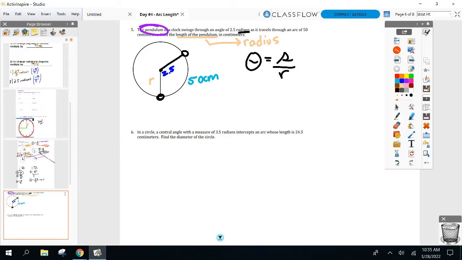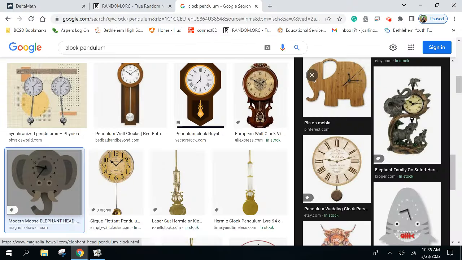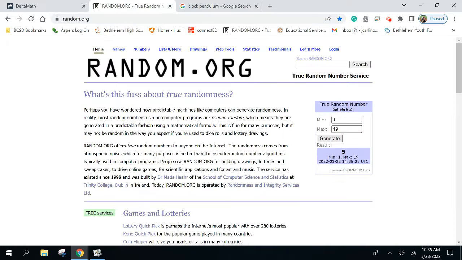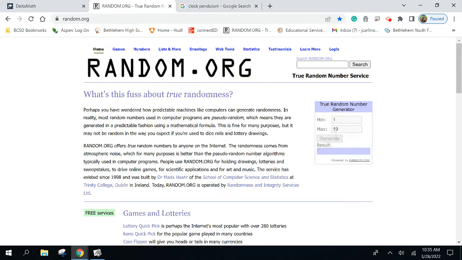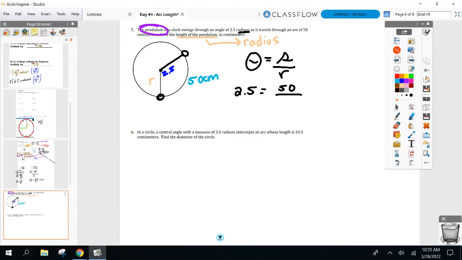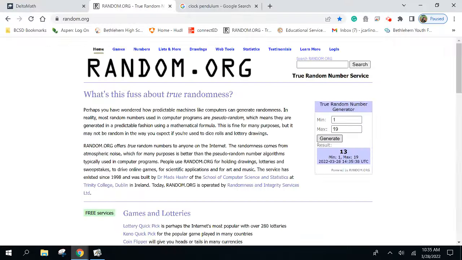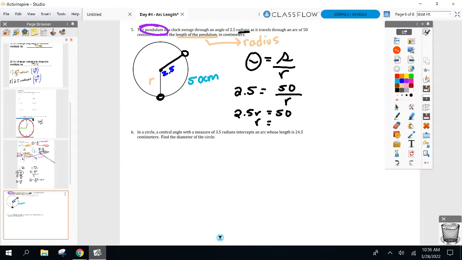All right, let's see if we picked anything up today. What are you plugging in for theta? What are we plugging in there, Jackson? 2.5. Good. The angle in radians equals S. What is the S in this case? 50. Arc length over radius. And we're still going to cross multiply. Just put that 2.5 over 1 if you want. 2.5 R equals 50. R equals, how long is that pendulum? 20. We only got certain numbers here today, huh? 20 centimeters.